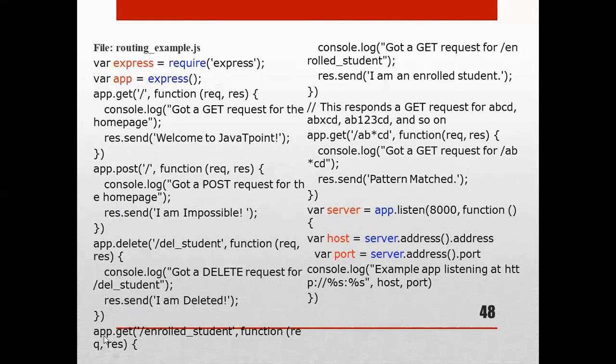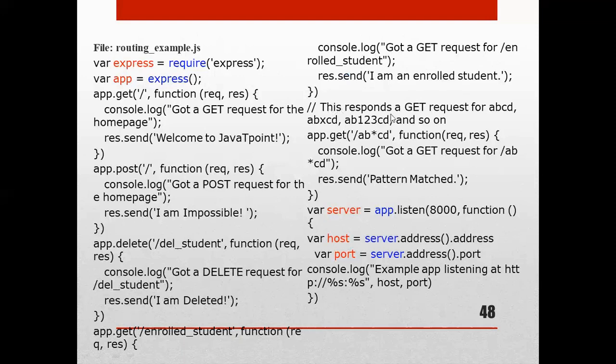Then after that we are getting enrollment for the student, like app.get inside the bracket /enroll student. Then it contains the function with the request and response, and it prints that the function contains the body with "got a get request for the enroll student" here, and it sends the response, like response.send("I am an enrolled student").